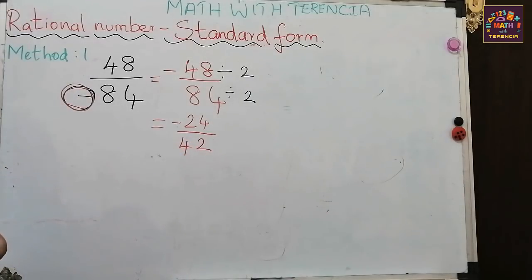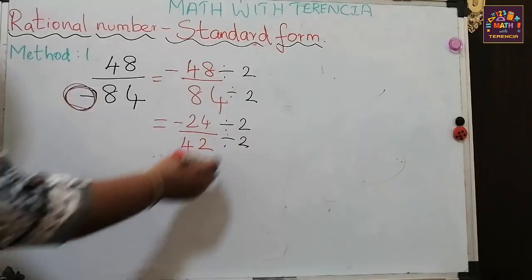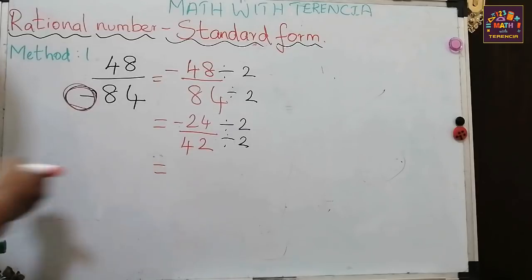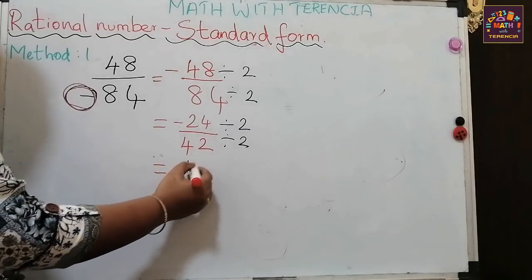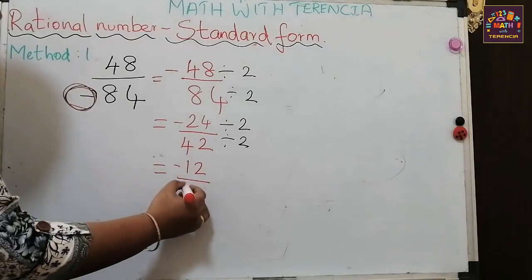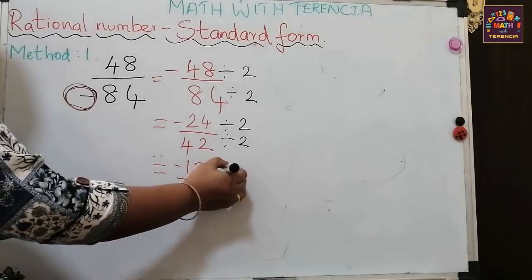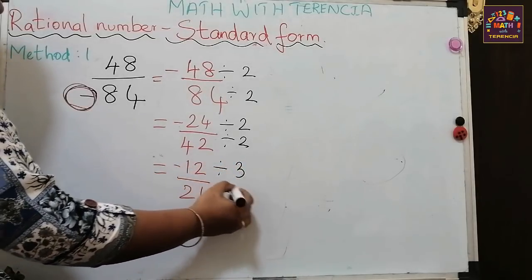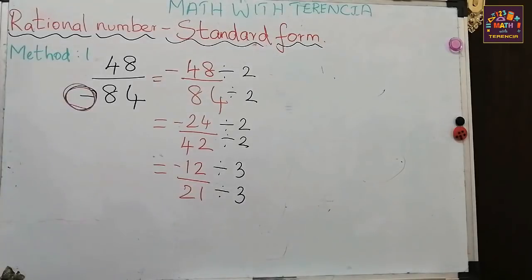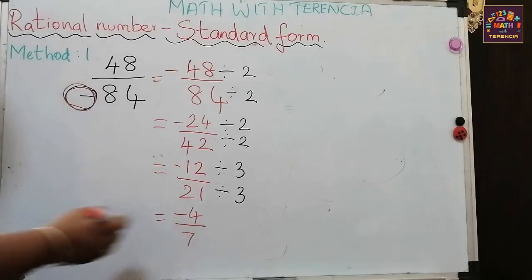Now again, which number can divide both 24 and 42? Yes, it's 2. So I have found the common factor as 2. So I need to divide by 2. 24 divided by 2, I have a minus sign, so minus 12. And 42 divided by 2 is 21. Now I can't divide by 2. Then which number can divide both 12 and 21? It is 3. So when I divide, what will I get? I get minus 4 by 7.